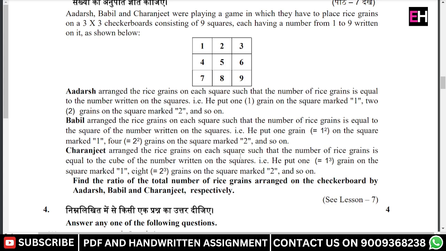Charanjeet arranged the rice grains on each square such that the number of rice grains is equal to the cube of the number written on the squares. He put one grain on the square marked 1 and 8 grains on the square marked 2 and so on. Find the ratio of the total number of rice grains arranged on the checkerboard by Aadarsh, Babil and Charanjeet respectively.